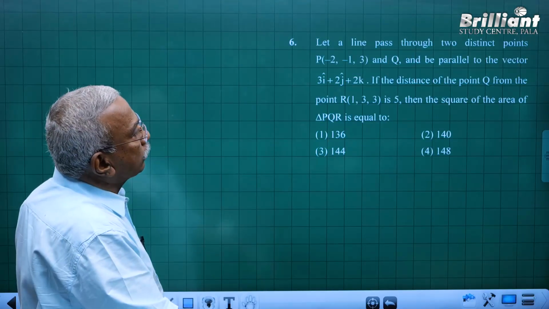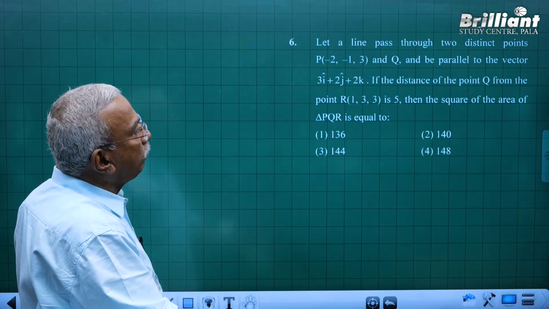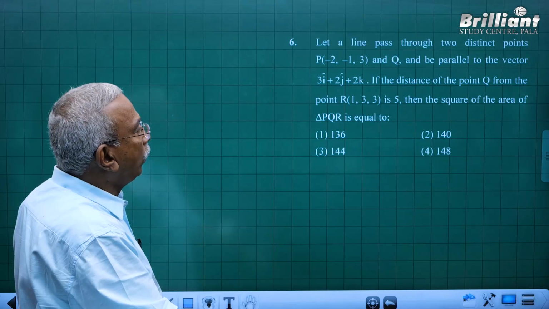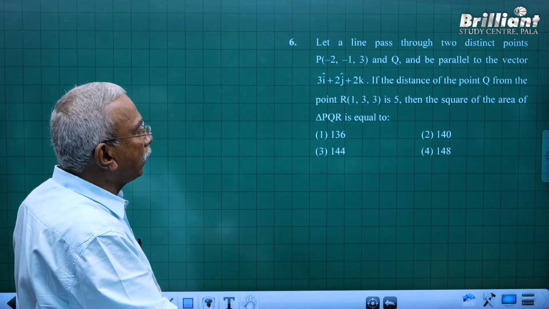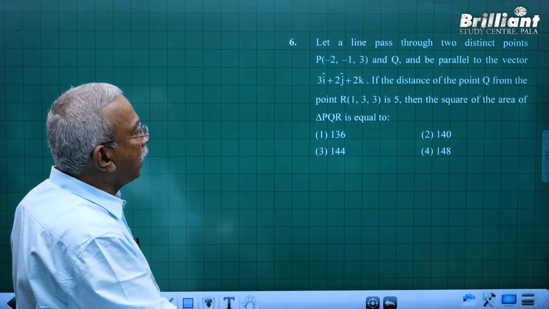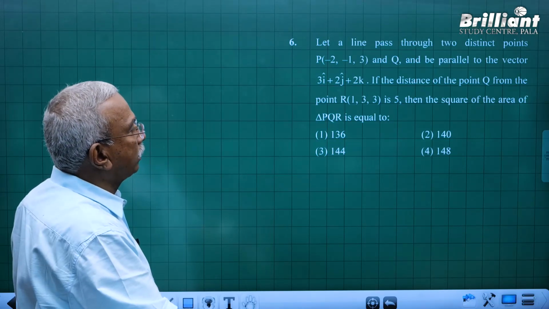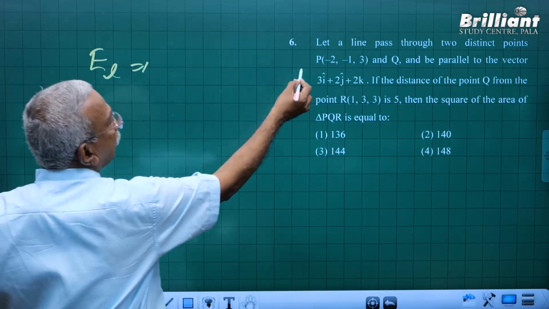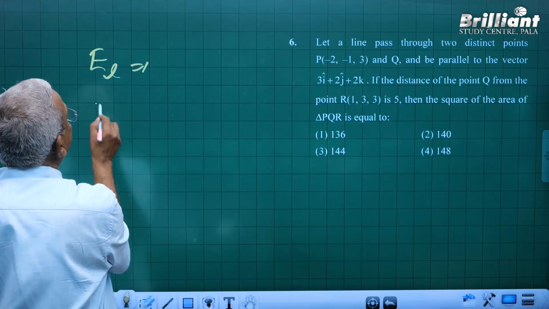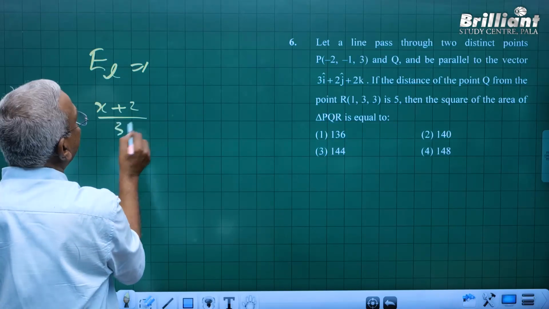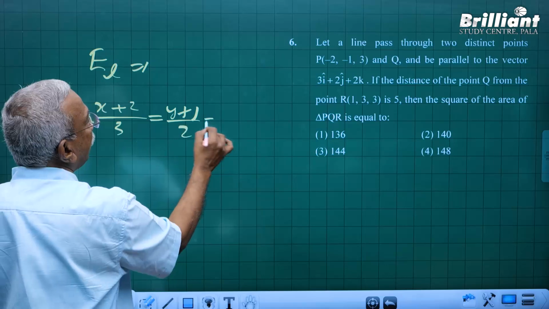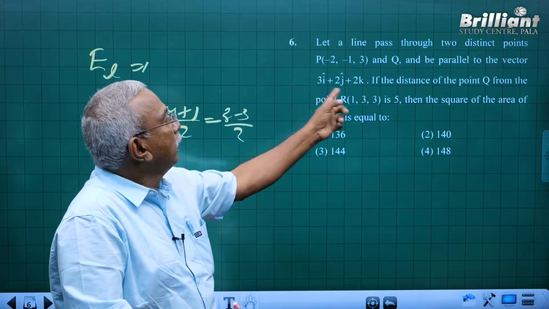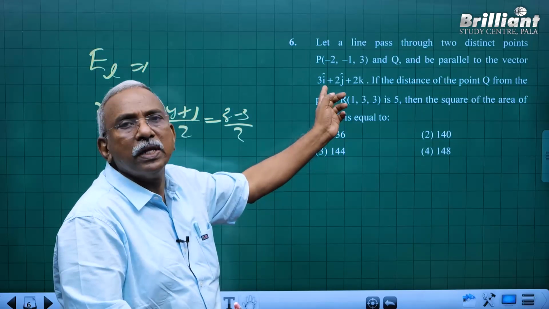Now, a line L passes through two distinct points P and Q and is parallel to the vector 3i plus 2j plus 3k. If the distance of the point Q from the point R(1, 3, 3) is 5, then the square of the area of triangle PQR is? So, you can see the equation of the line: one point is there and the direction is this. We can put this as (x plus 2) divided by 3 is equal to (y plus 1) divided by 2 is equal to (z minus 3) divided by 2, using the point here and the direction ratio. Parallel to this vector means that's the direction ratio.